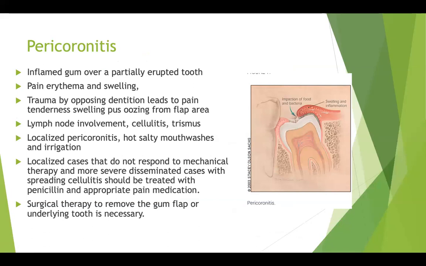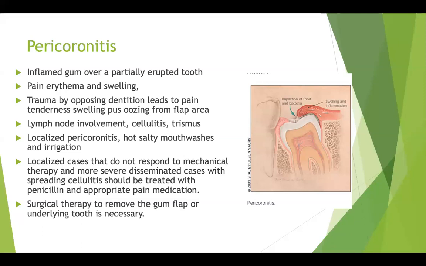The other type of emergency treatment that we do find very common in our offices is pericoronitis. When the wisdom tooth partially erupts, there's a flap of tissue distal to it where food impaction happens, and then it gets inflamed and very swollen. With inflamed gums over a partially erupted tooth, you're going to find the patient complaining of pain on biting, swelling. They can have cellulitis, trismus, lymph node involvement. All of those are an indication and we should look out for it.